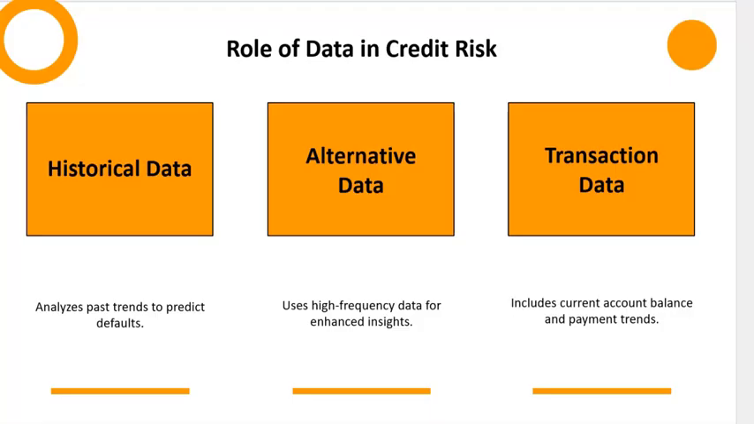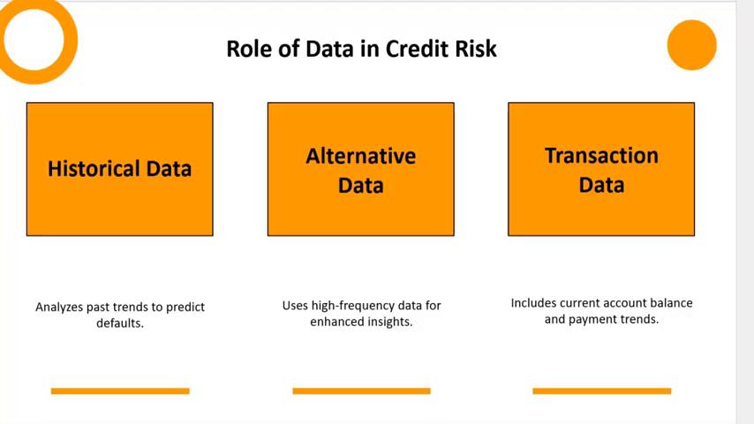Transaction data is more granular and dynamic. Current account balances, payment histories, and spending patterns tell a real-time story. A customer who has always paid on time but suddenly starts making only minimum payments, with increasing spending on essentials and declining discretionary purchases, is sending clear signals. Transaction data enables the detection of these behavioral shifts before they become defaults.